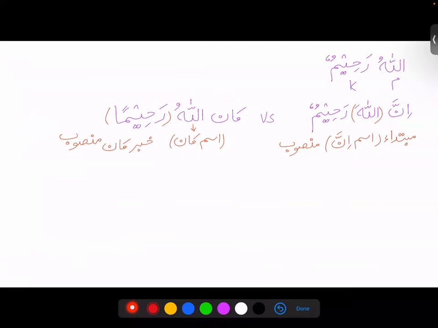Okay, moving on. To remember how the sisters of Inna and Kana work, we need to memorize this, and inshallah life will become easy. In a simple sentence, we say Allahu Rahimun. What is the translation? Allah is Rahim. Where is the mubtada? The word Allahu is the mubtada and Rahimun is the khabar. Perfect. Now I bring Inna in. The same mubtada, which was Allahu, changes status; now it is Inna Allaha, because it has become the ism of Inna. And Rahimun, the khabar, remains the same. So the khabar of Inna is marfu, the ism of Inna is mansub, but the khabar of Inna is marfu.